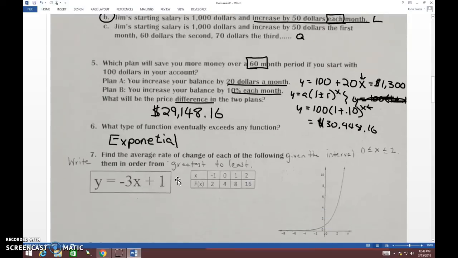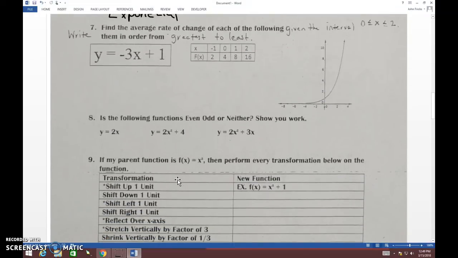All right, number 7. Number 7 says, find the average rate of change for the following functions, given the interval of 0 is less than x is less than 2, and write them in order from greatest to least. So, first one, we got linear. It's an equation. It's really easy to find the slope here. All it is, m equals -3. So slope or rate of change is easy to find for that one.